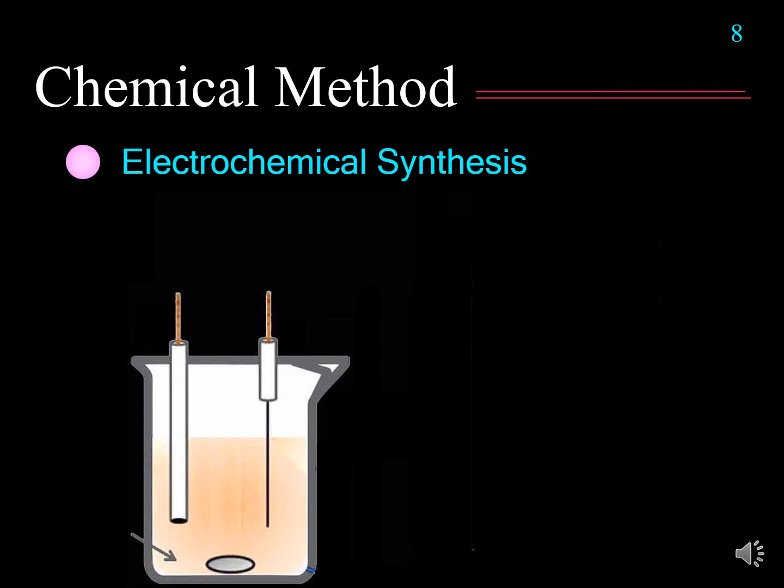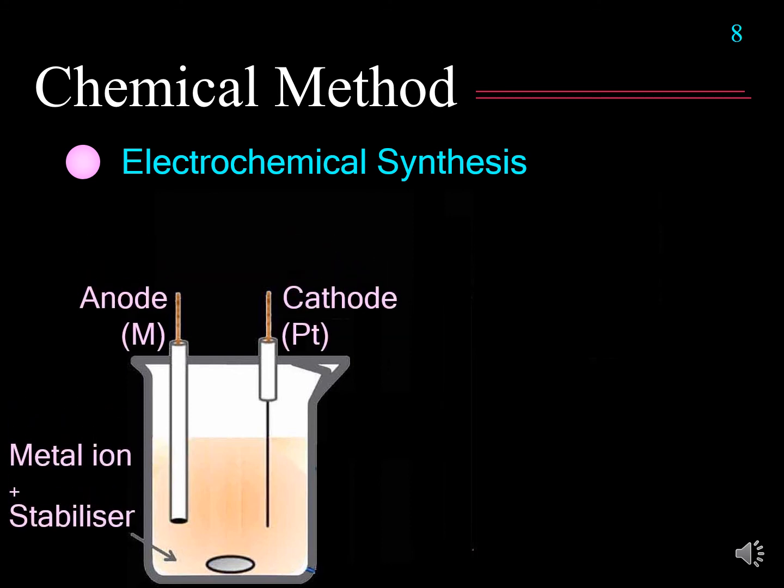Another chemical method that I want to mention here is the electrochemical method. So for electrochemical synthesis, we use two electrodes for oxidation and reduction, and then we put the metal ion inside and reduce it. On the anode side, we have our target metal, and then the cathode can be anything. Normally we use a platinum cathode. In the beaker, we can put the metal ion and also the stabilizers if I want. And then with the magnetic stirring bar, we can start our reactions.